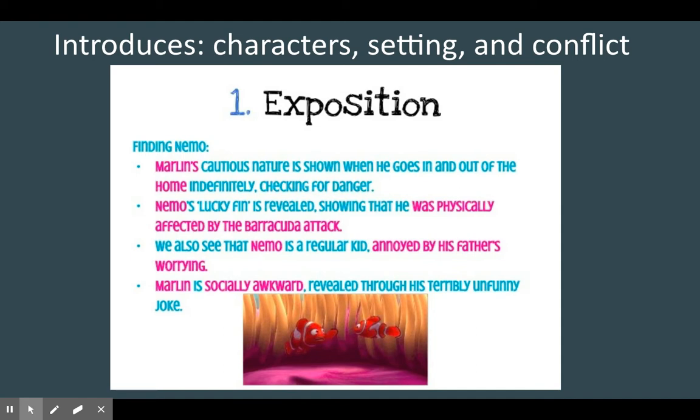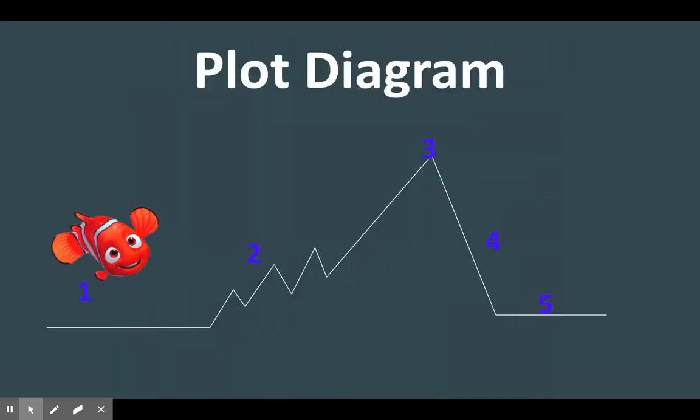So in Finding Nemo, our exposition, that's the part of the story, or rather for us, the film, that's going to introduce characters, setting, and it tells us the conflict right away. So, for example, in Nemo, the exposition would be Marlin's cautious nature is shown when he goes in and out of the home, his anemone, checking for danger. Remember from the movie? It's kind of funny. Nemo's lucky fin is revealed, showing that he was physically affected by the barracuda attack when he was just a little fish egg. We also see that Nemo is a regular fish, annoyed by his father's worrying, and Marlin is very socially awkward, and he makes a really bad joke. It's just not funny in the beginning. So that sets up all of those details: character, setting, conflict.